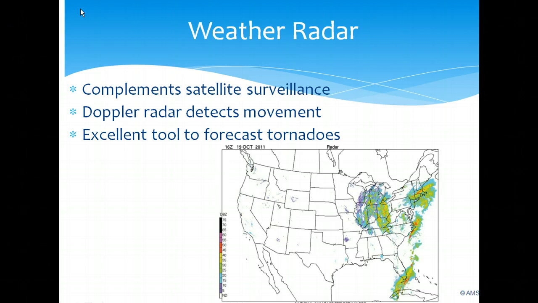Weather radar is a very important tool we use in meteorology, and we will learn much more about that in later chapters, but just as an introduction, it's very important to have radar as a complement to satellite surveillance. Probably one of the most frequently used types of radar are Doppler radar, which detects the movement of various systems, and it's a very, very good tool for detecting tornadoes and other wild weather, which you probably have seen on the Weather Channel or some other TV show.